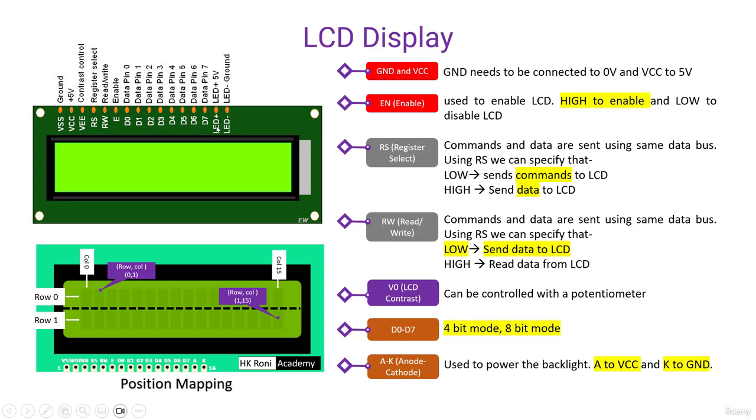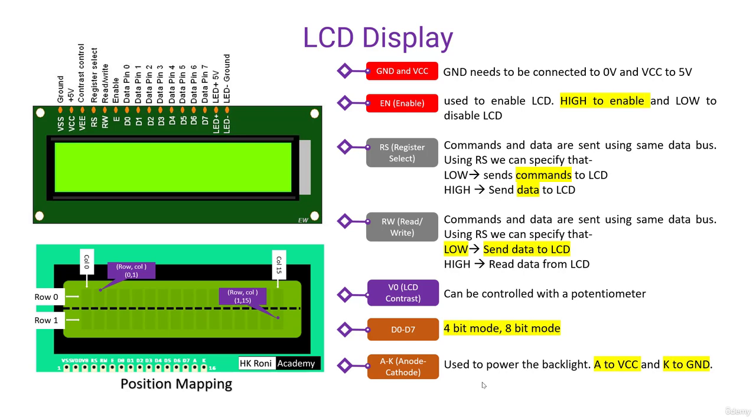Finally, we have 2 pins for anode and cathode. A for anode and K for cathode. It is used for the backlight. We need to connect A to VCC and K to ground. In the lower picture, you can notice that A is for anode, K is for cathode. So the last pins, 15 and 16, are used for anode and cathode. We need to configure all these pins accordingly in our project with Arduino.